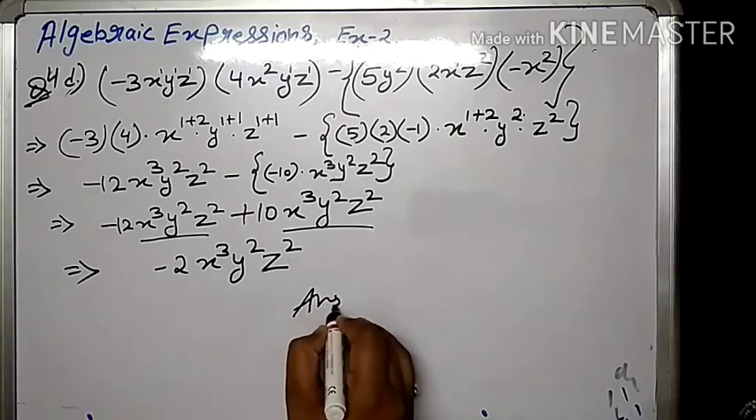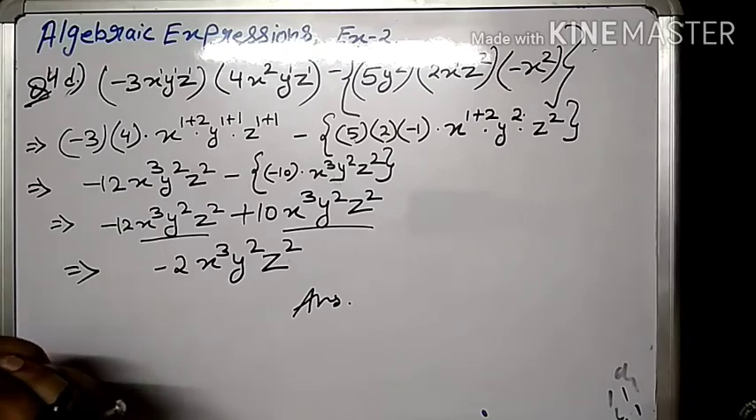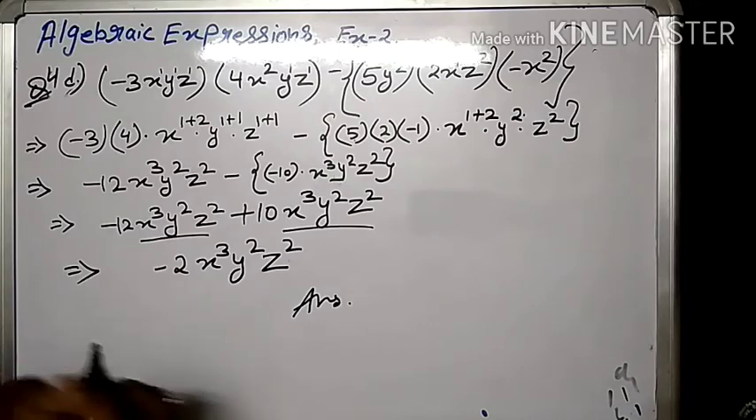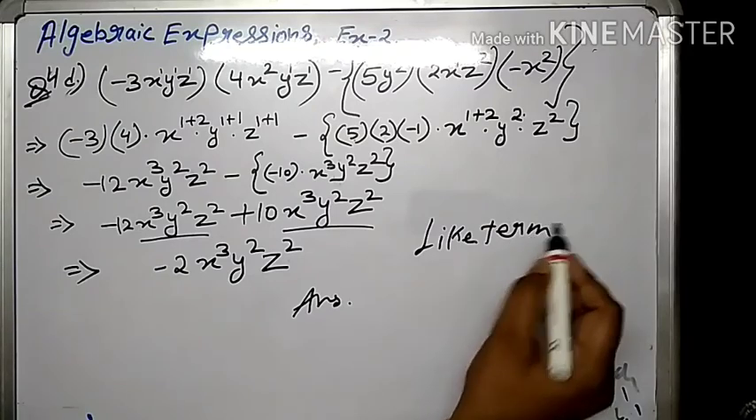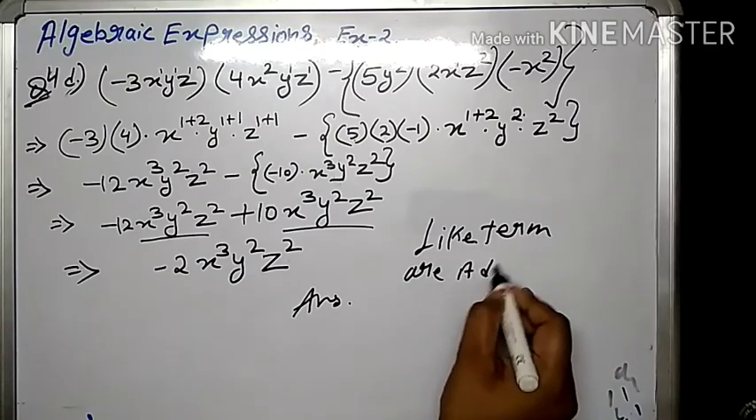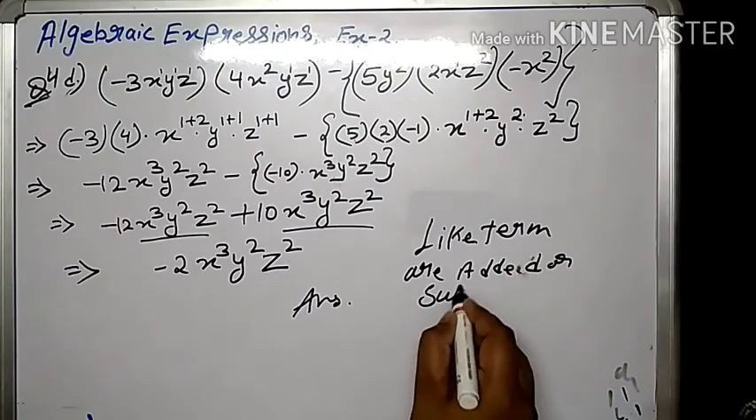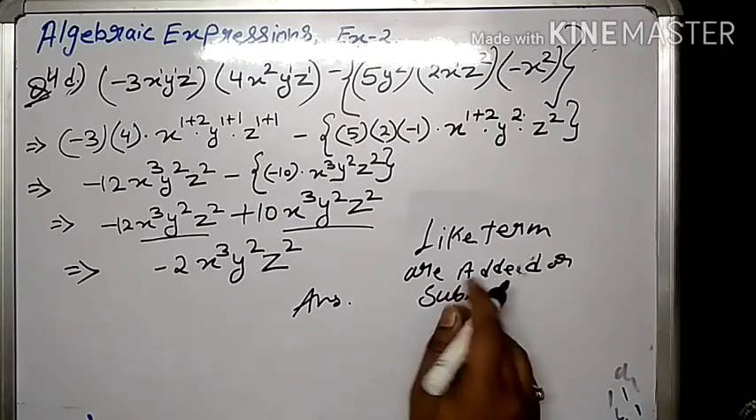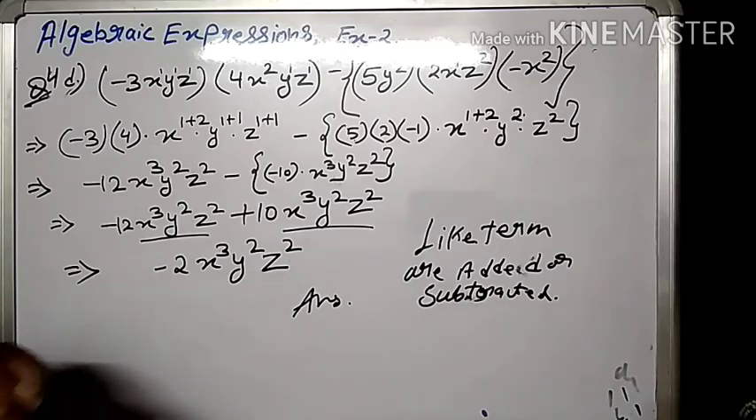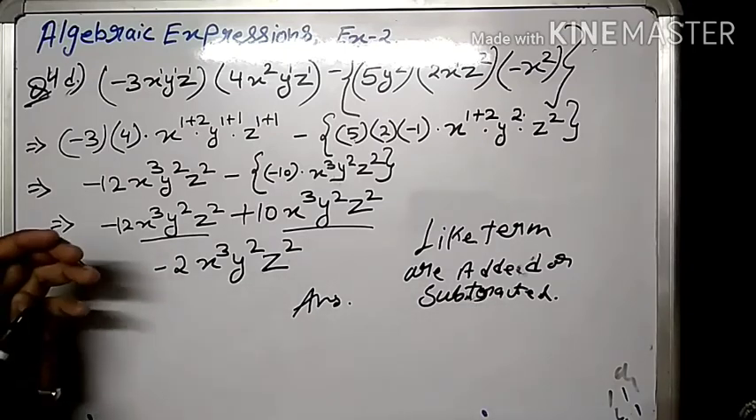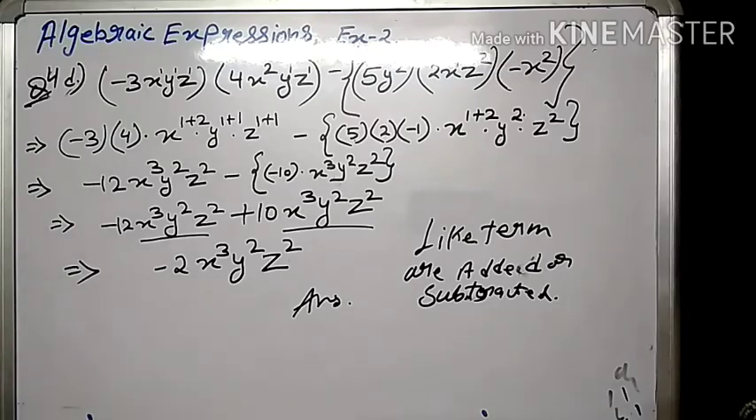This is your answer. What you have to remember is to go through my previous lectures in which we learned what like terms are. Again I will say, like terms are added or subtracted. Clear? It means we can subtract also, we can add also the like terms. So this was the complete exercise number 2. Thank you.